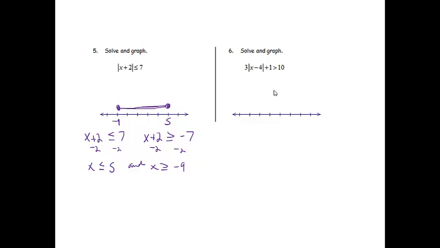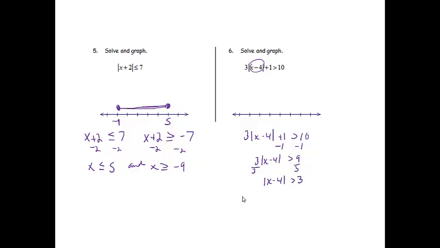Okay, this next one, we're going to still solve and graph. We're going to write 2 equations, but before we write the 2 equations, we do need to get this x minus 4 all by itself. So I'm going to just come down here and write my information. Okay, so the first thing we want to do is subtract 1 from both sides. We're going to get 3 absolute value of x minus 4 is greater than 9. Next thing we need to do is get rid of that 3. So we'll have absolute value of x minus 4 greater than 3.